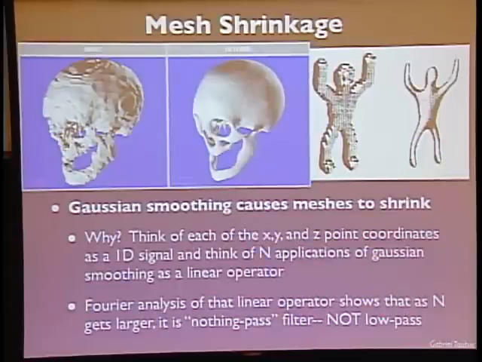What I'm telling you here is that if you do enough of these iterations of Gaussian smoothing, it goes from being a low-pass filter to a no-pass filter, which means that eventually you don't let anything through at all.